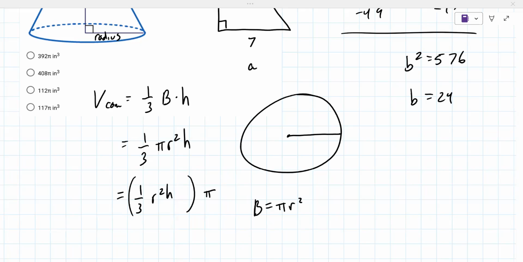The radius is 7, so 1/3 pi times 7 squared times 24. All right, so 7 squared is 49, 1/3 times 24. Got 392. Okay. 392 pi. That appears to be the first.